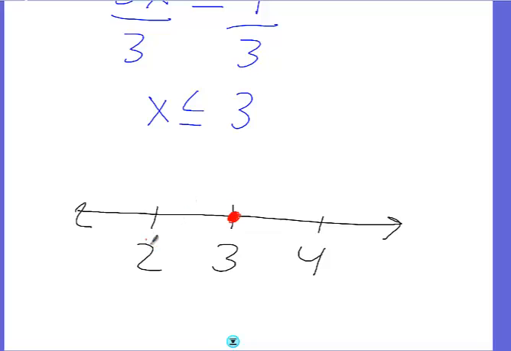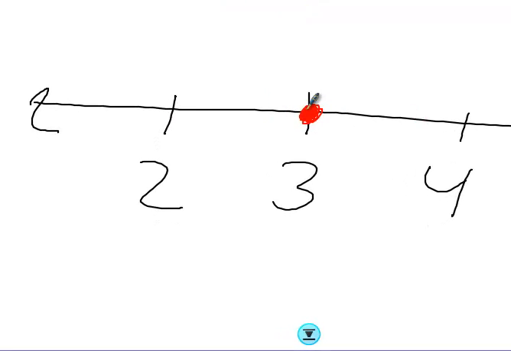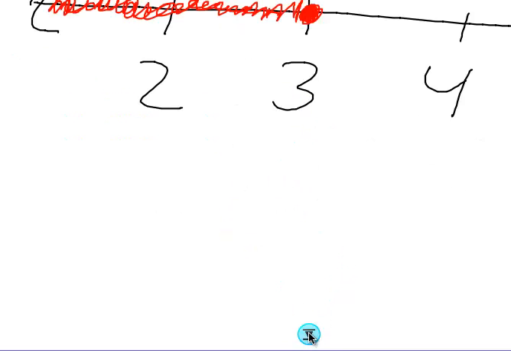We need to think of which numbers are less than 3, because that's what x is. Is 2 or 4 less than 3? 2 is less than 3, so we're just going to shade to the left. And that's how you solve your inequality, and you must finish it by graphing the answer on the number line.